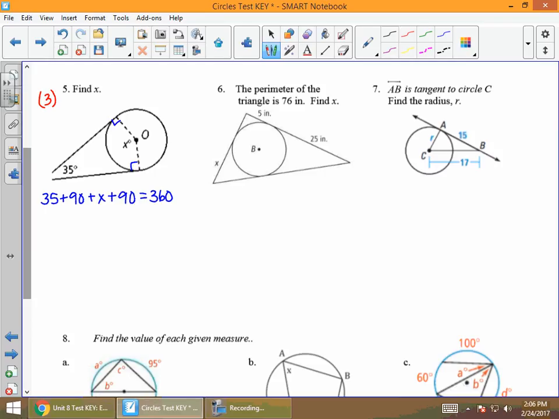Well, if I do that, I end up just taking 360, and I'll subtract 90, subtract 90, subtract 35, and x would be 145 degrees. So we got a point for that.